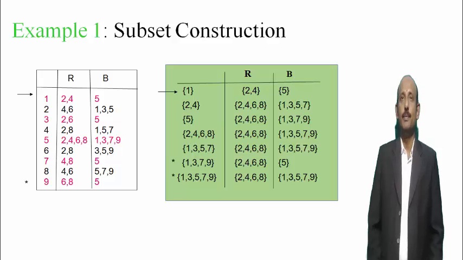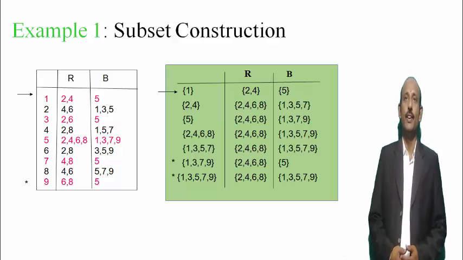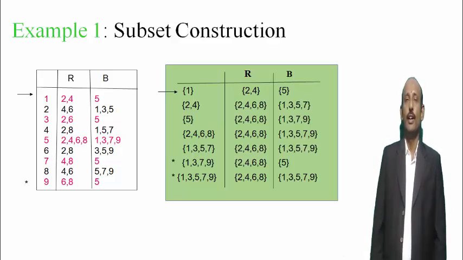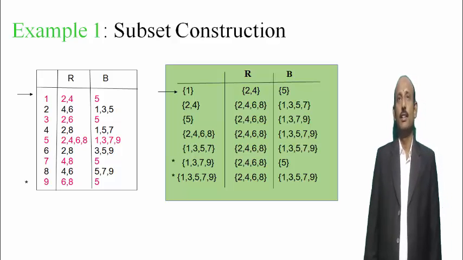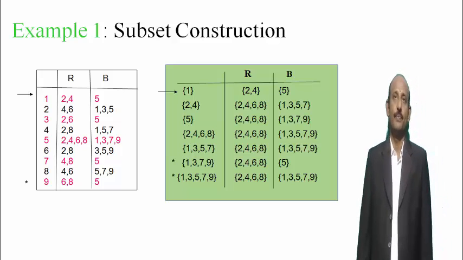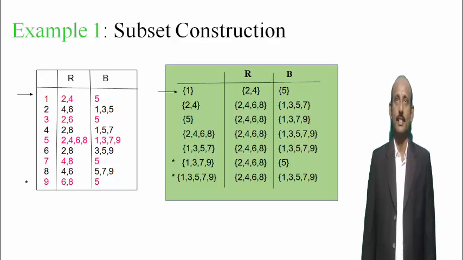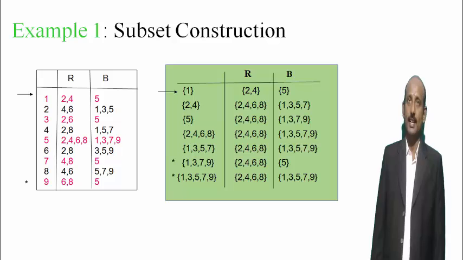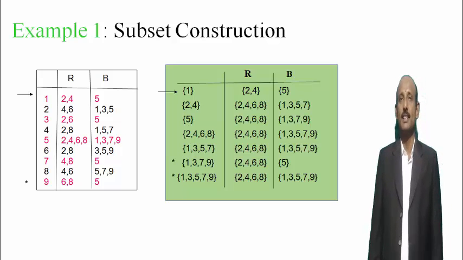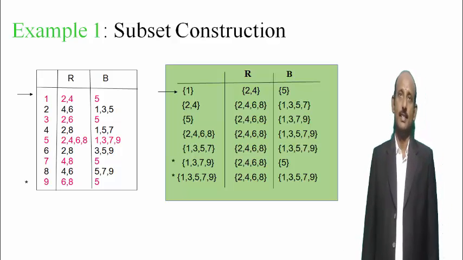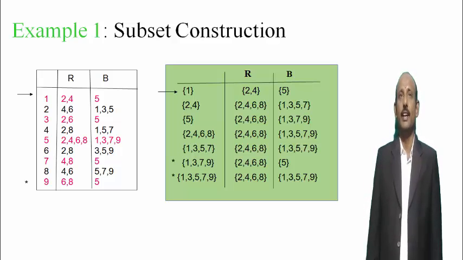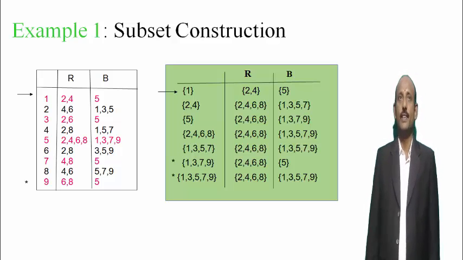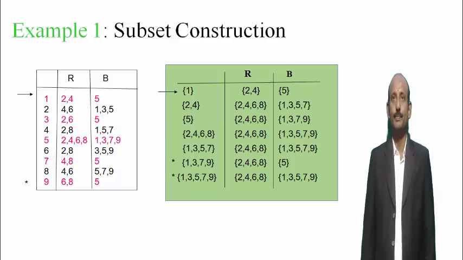This process continues until we find no more new states. So these are all the states, like 1, 2, 4, 5, 2, 4, 6, 8, and so on. That is the adjacency of the red colors and the black colors, and we call each of these a state. So this is called the DFA for that one. Now let's see the next example.